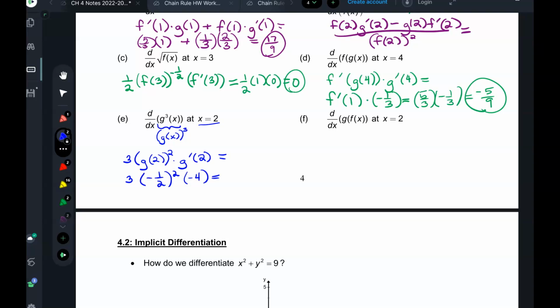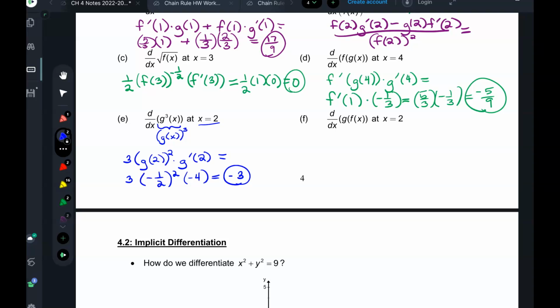Negative 3? Okay. You did not get negative 3. Did you get? No, I definitely don't get that. Okay, well, what's negative 1/2 squared? Positive 1/4. What's positive 1/4 times negative 4? Negative 1. 3 times negative 1?